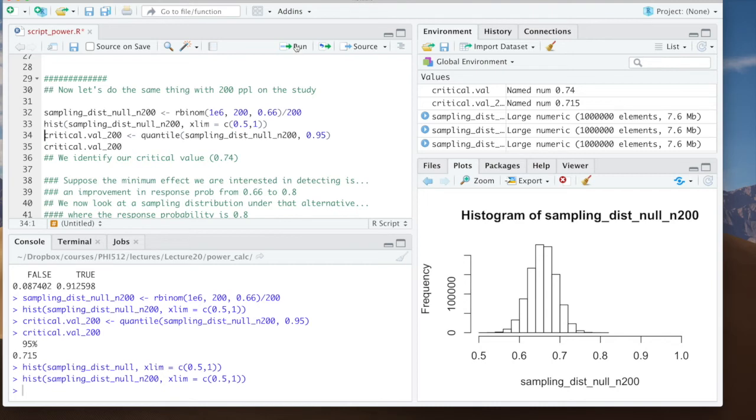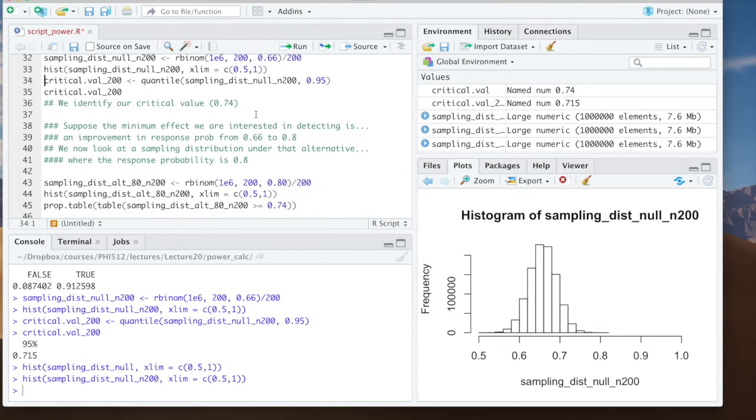And our critical value then being smaller, right? So before we needed to see much more than 66% of people responding to declare significance. We needed to see 75% essentially responding to declare significance. Now, or greater than 74%, now we only need to see greater than 71.5%. Excellent. So we have calculated our critical value. Remember, that's the first step in engaging with our power.